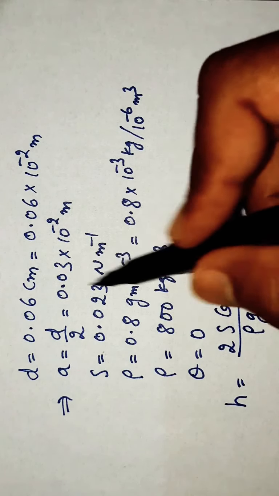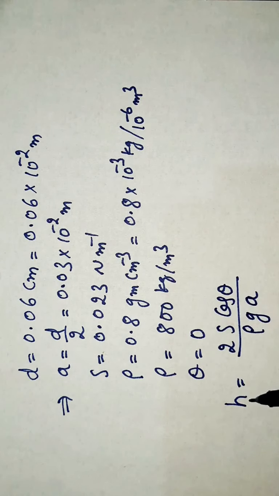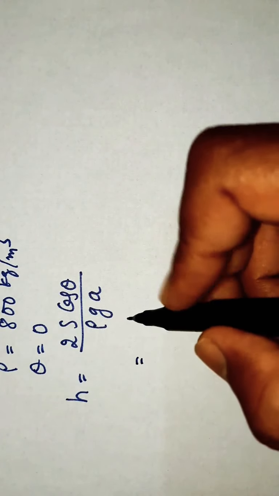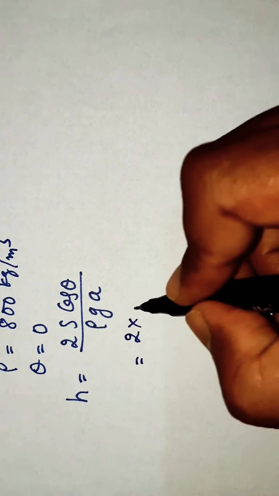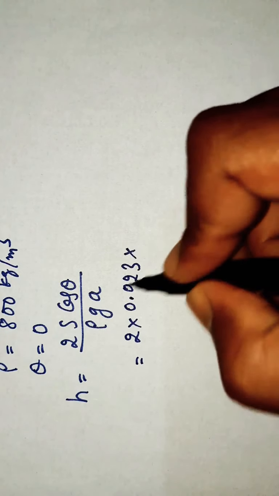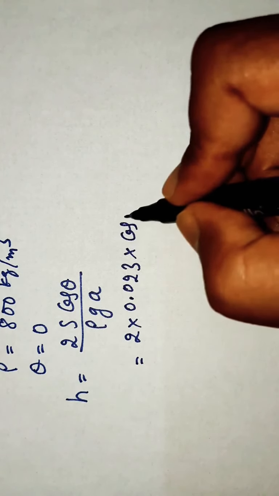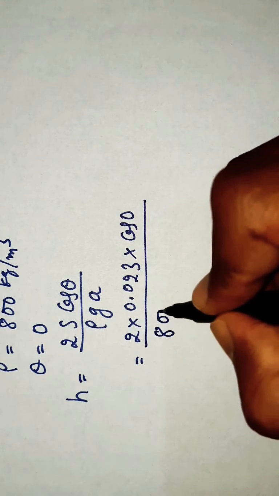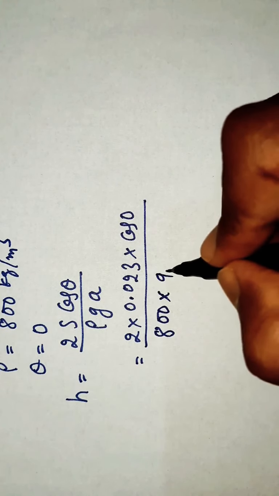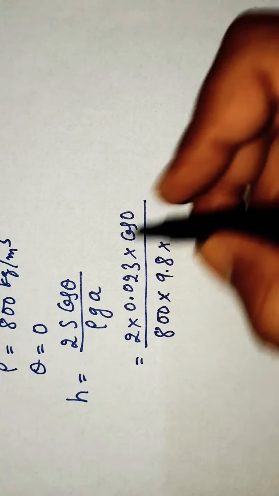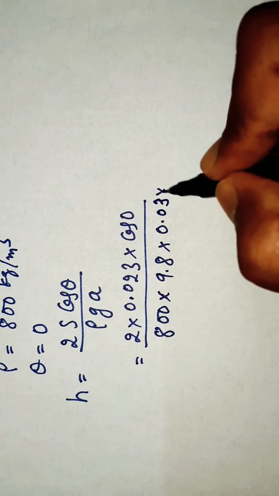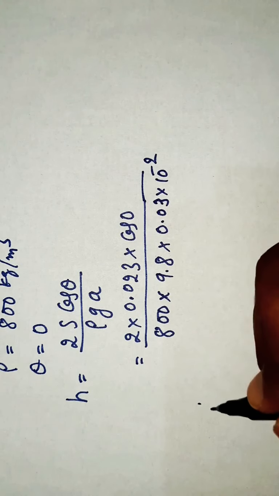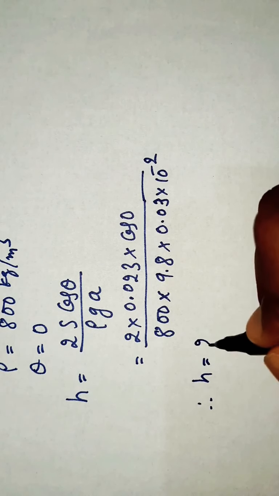If we substitute these values in this equation, we can get H. So that is equal to, here S is equal 0.023 into cos 0 is equal to 1 by, here rho is equal 800, G is equal 9.8 into A is equal 0.03 into 10 to the power of minus 2. So if we simplify this, we can get H is equal 2 centimeter.